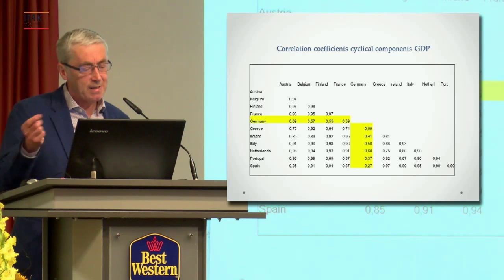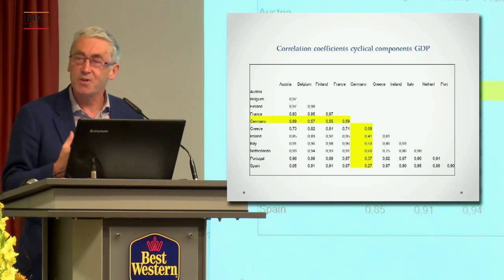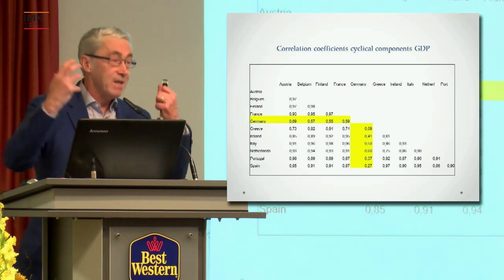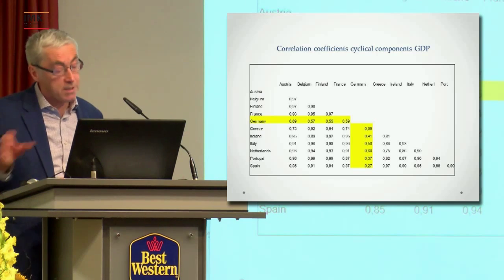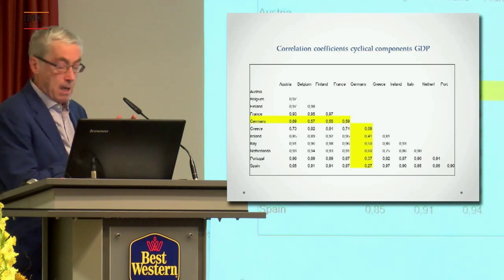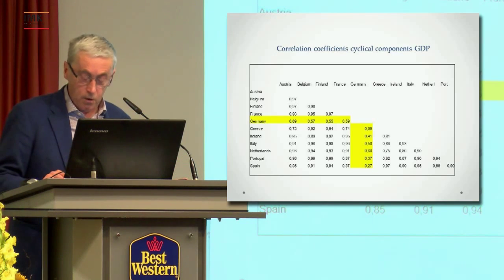The only country that is not so well correlated is Germany, surprisingly. You would think the biggest country would be the leading country. No, it has been the outlier. But still, it's positively correlated. That was a surprise for me.